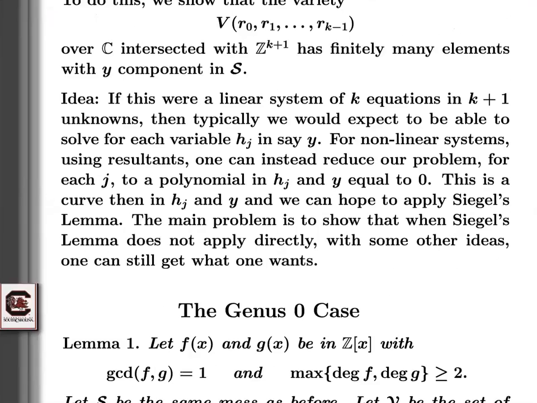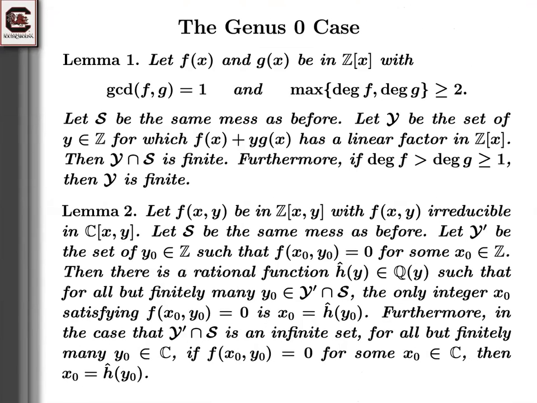And I really only have 2 new slides to go. So one is this, which sort of summarizes what happens in the genus 0 case. I use that if f of x and g of x are relatively prime polynomials. I'll describe in a little bit where they're coming from. And you look at this f of x plus y g of x here.